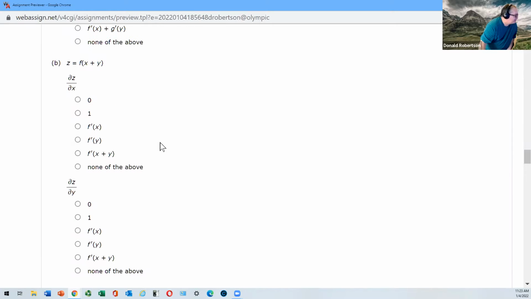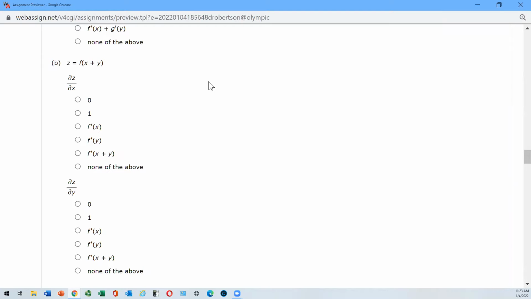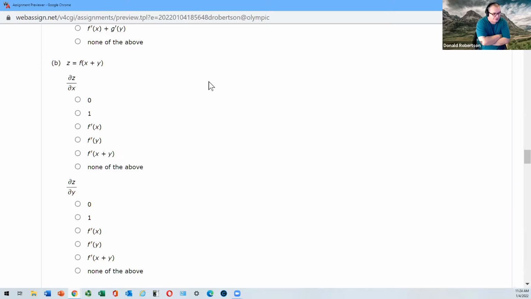Now, here's a different world. Z is a function of x plus y. So that means z is like x plus y cubed, the sine of x plus y, right? Things that look like that. E to the x plus y cubed, right? That's the kind of family that it belongs to. Nonetheless, you should be able to figure out which one of these is its derivative. It would be f prime of x plus y because we would have a chain rule, wouldn't we? And isn't the derivative of x plus y just 1?